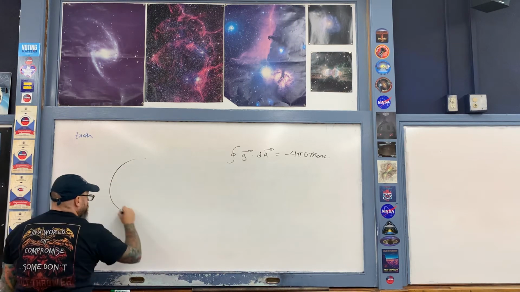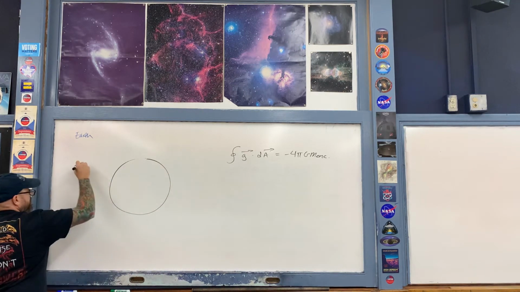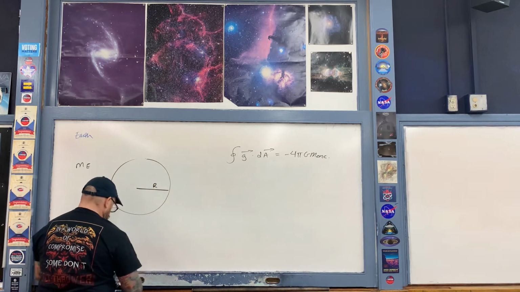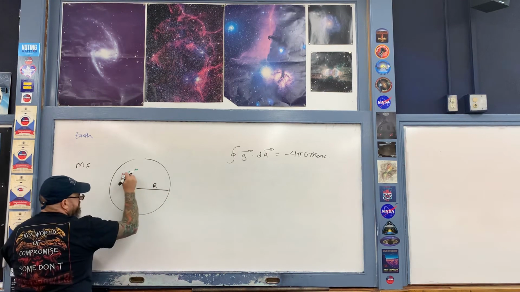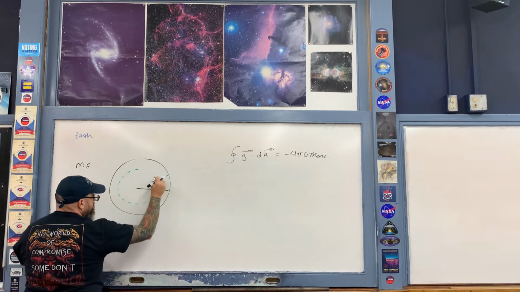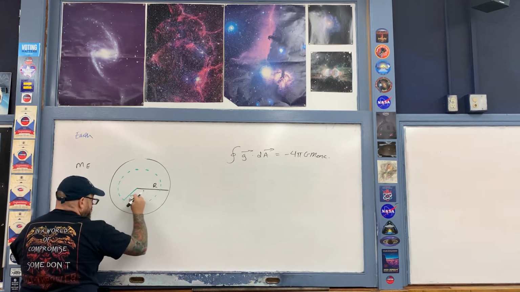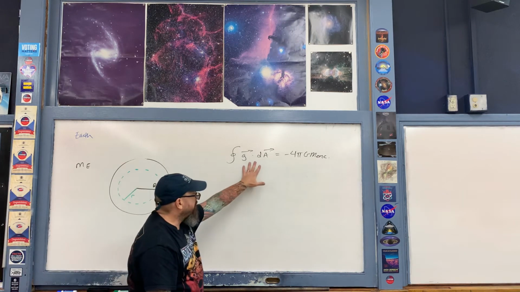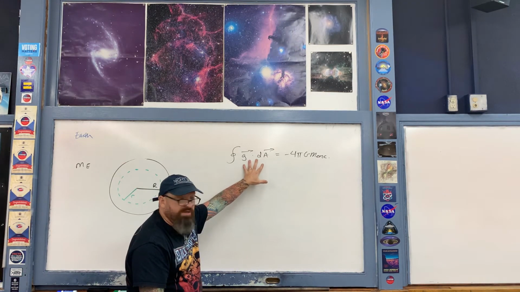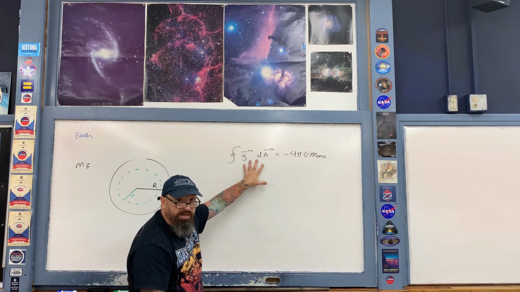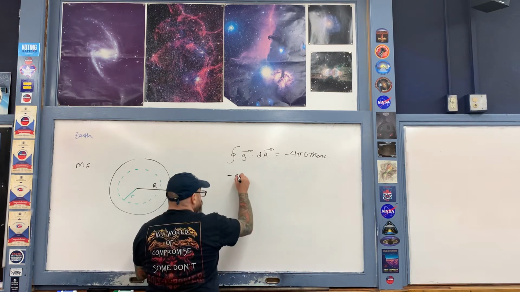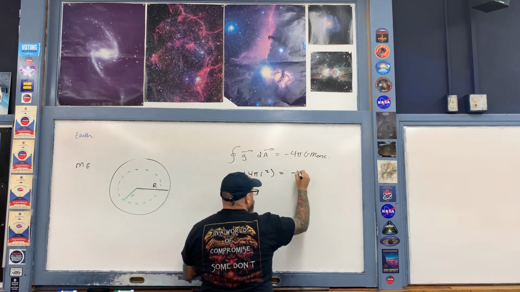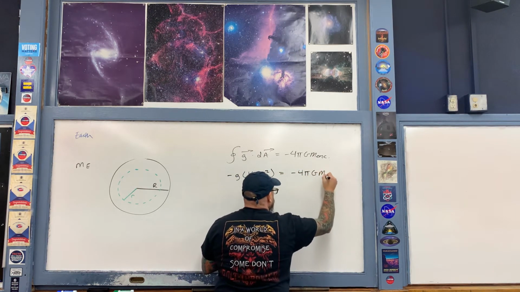Here's the Earth, total mass m sub e, radius capital R, and now I set up a spherical Gaussian surface like so inside of the Earth, where the radius of that sphere is little r. So let's go ahead and do the flux integral. Once again, we have a negative sign that appears in the calculation. So negative g times 4 pi little r squared equals the right-hand side of the expression.